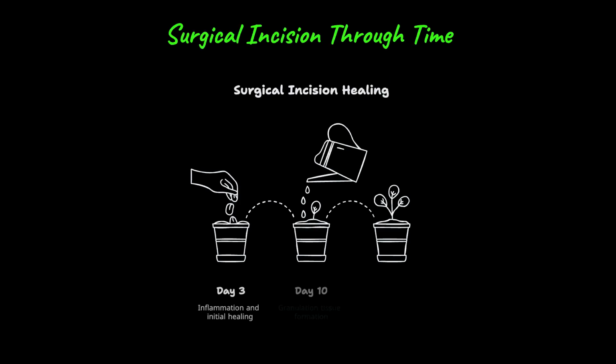Picture a surgical incision on day 3. Mild redness and thin drainage signal inflammation shifting into proliferation, not infection. By day 10, pink, beefy granulation tissue shows proliferation in progress. By month 3, the scar has paled and strengthened as maturation completes.